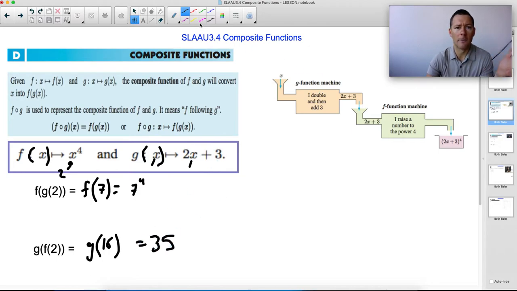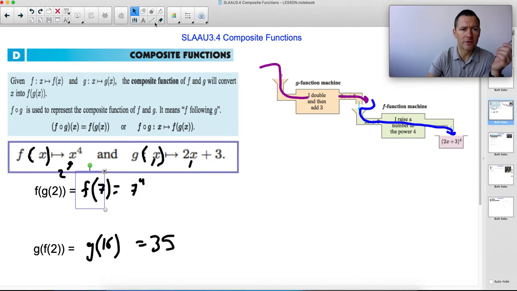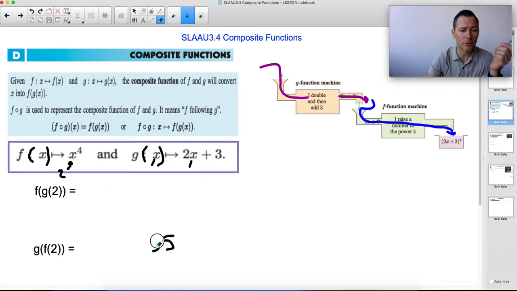Neat. Basically, you're putting an input into one machine. It does a certain thing. The output comes out, and then you take that output and put it into the next machine and see what happens. You can do this not necessarily just by doing the numbers. You can make the equations fit together too.